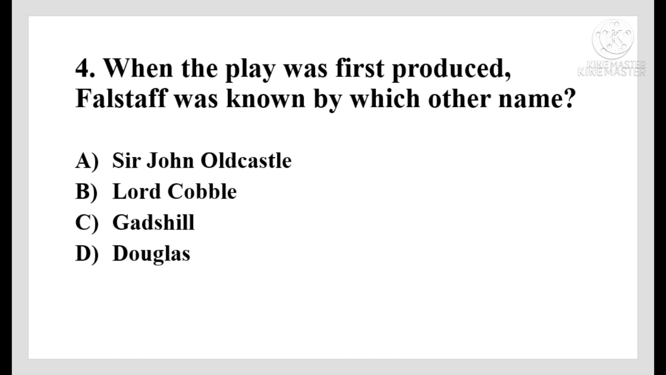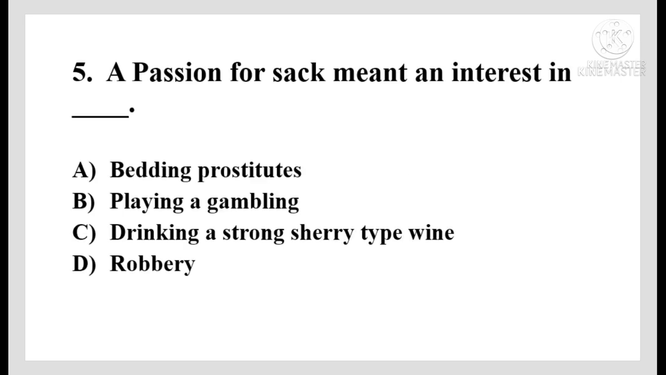When the play was first produced, Falstaff was known by which other name? Sir John Oldcastle, Lord Cobham, Gadshill, Douglas. Answer: Sir John Oldcastle. A passion for sack meant an interest in dash, bedding prostitutes, playing a gambling, drinking a strong sherry type wine, robbery. Answer: drinking a strong sherry type wine.